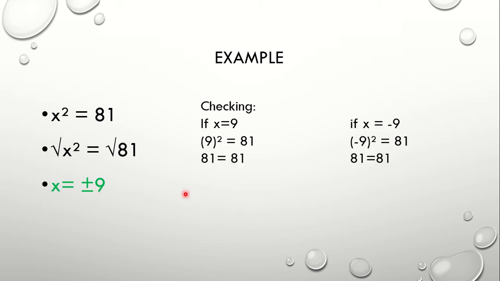Now we are required to check if these answers, which are called the roots or the solutions, will satisfy the given equation. So if x equals 9, we just substitute the value of x to 9. So 9 squared equals 81. 81 equals 81. In the same manner, if x equals negative 9, negative 9 squared equals 81. 81 equals 81.